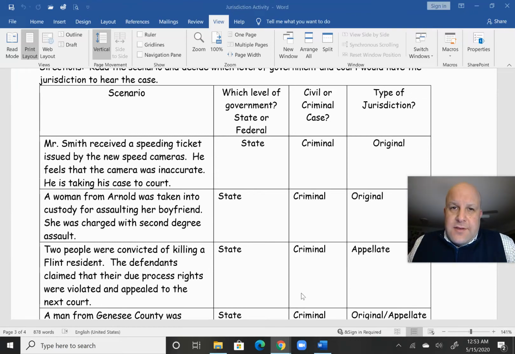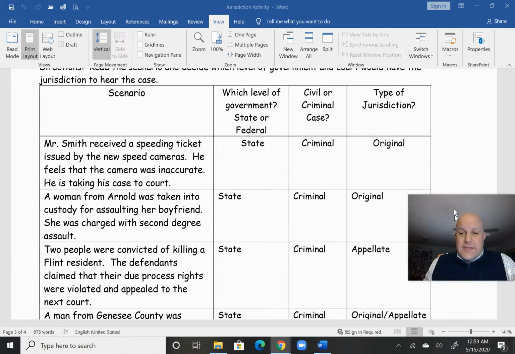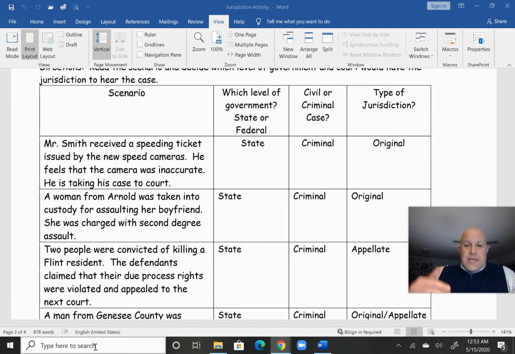I'd like to take a few minutes to go through this jurisdiction activity that you did a couple days ago. I just want to make it clear what these jurisdictions are: state or federal level, civil or criminal case types of jurisdiction, based on what you did. I don't think I'm going to have you correct anything, unless you really missed the mark. I'm going to explain some of these, especially the ones that are a little more complicated.